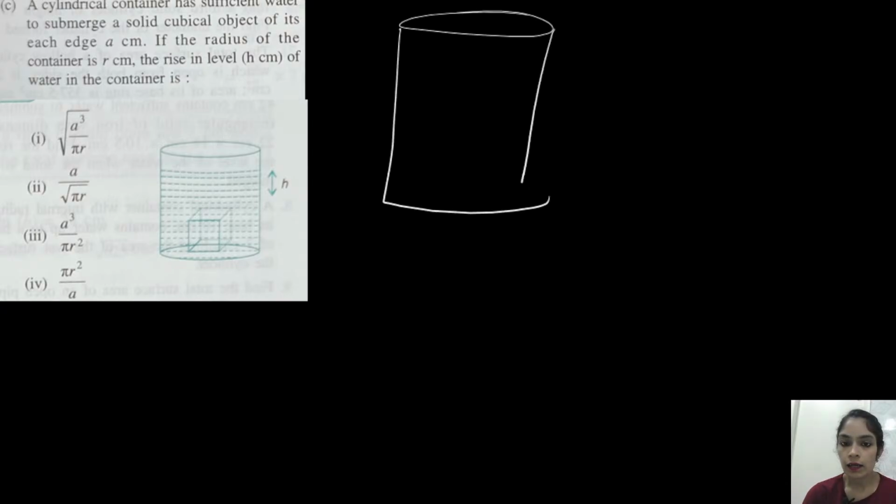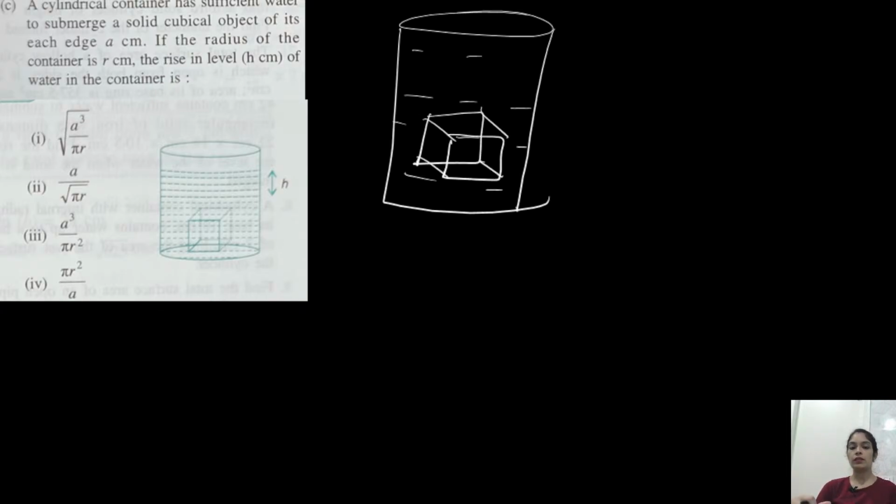Question number C. So MCQ C I am going to do. Here you can see a cylindrical container with sufficient water to submerge a solid cubical object of its edge. So what is given to us? One cylindrical container is there, and in this cylindrical container some water is there and we have submerged one cube into this. We have just put it in and it got completely dipped into the water.